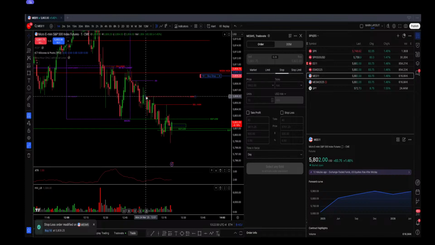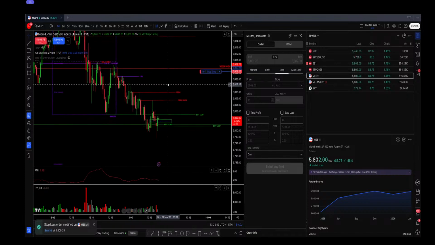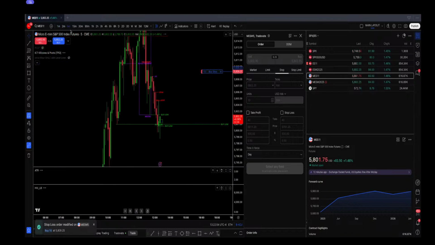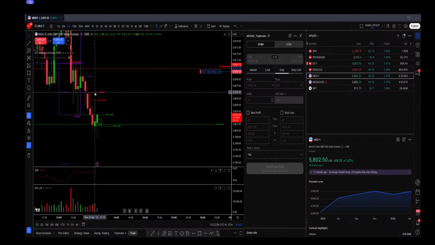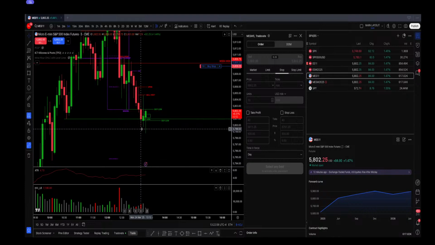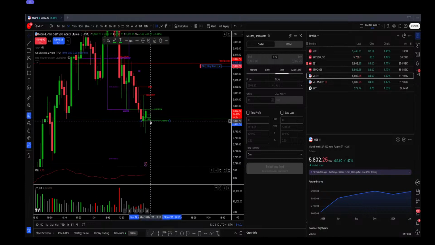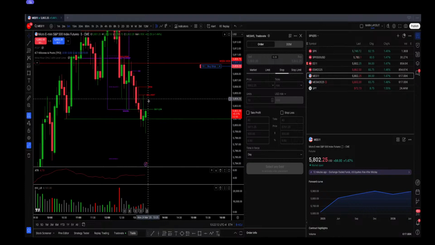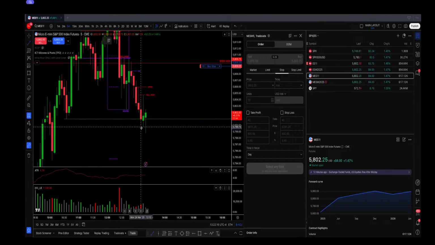This is the open of the hour right here. 12:22. We've got to see this level held. Let me get rid of these since those are mitigated. This is also mitigated. I want to see this low right here held.